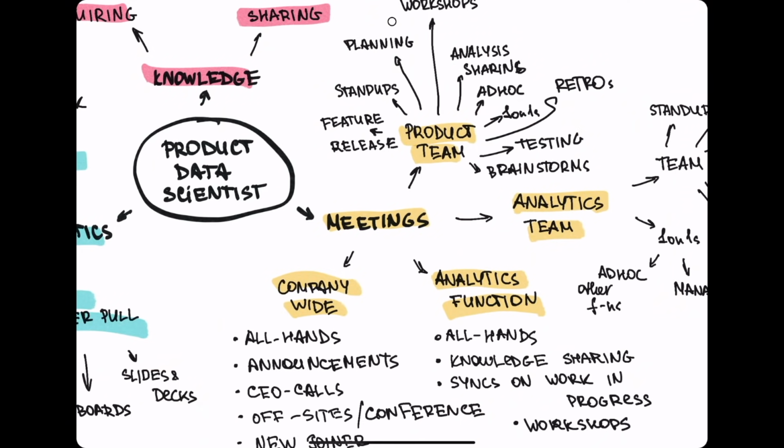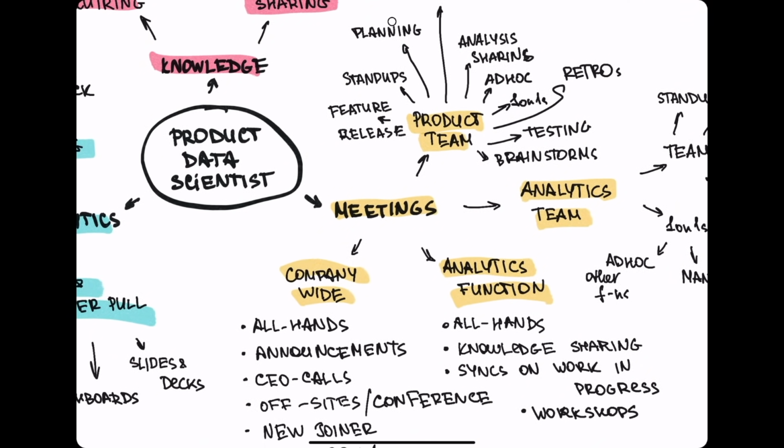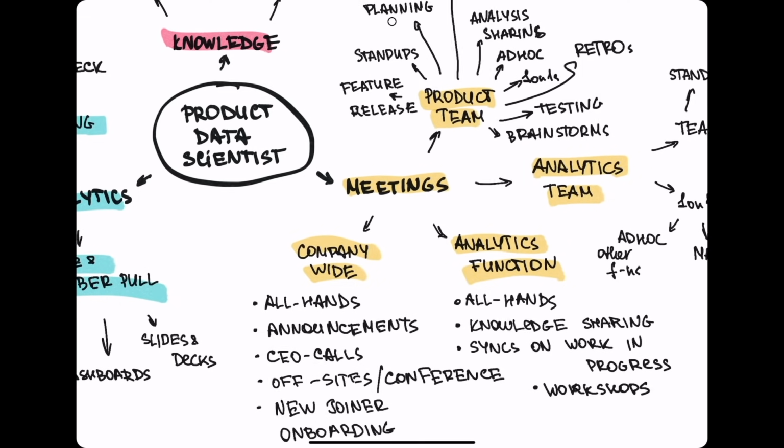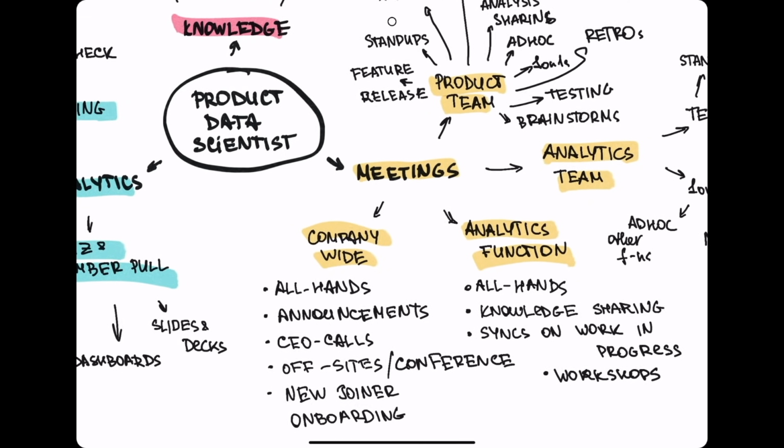Then there are one-on-ones with either peers that may be sharing knowledge, or you want to bounce ideas off each other. There are one-on-ones with your manager, and there are one-on-ones with other functions if they are in your team. Then there are overall analytics function meetings. Again, there are all hands, knowledge sharing, syncs on current work, sharing what works and what doesn't, and sometimes workshops.